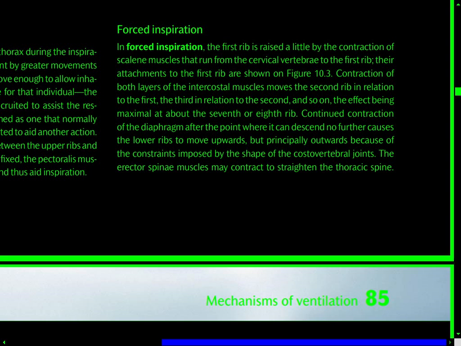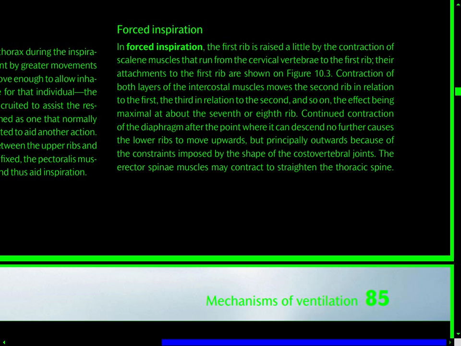There is a muscle called the scalene muscle, or rather muscles, plural. They run from the cervical vertebrae, which are 6 or 7 in number, to the first rib. Their attachments to the first rib are shown somewhere in this book, in a figure that we will not discuss today.